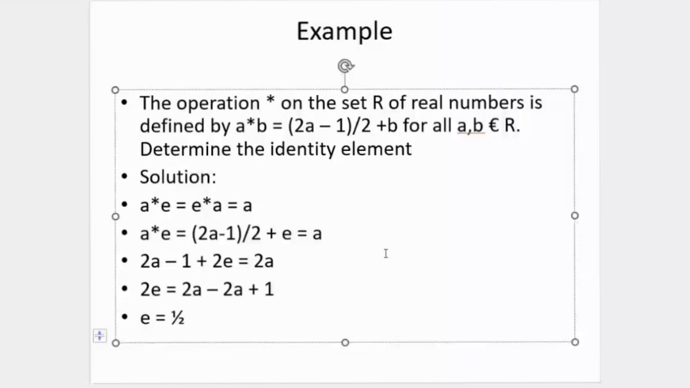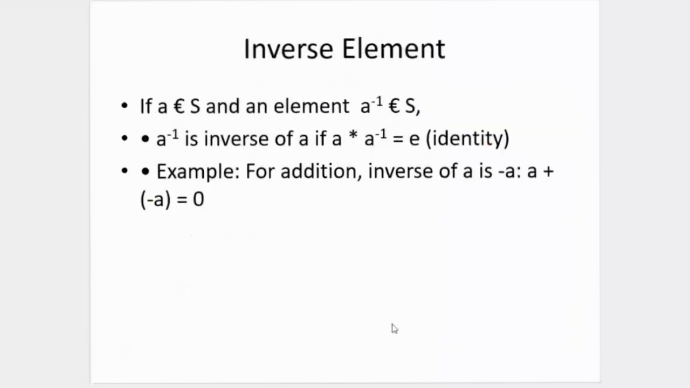So the next thing I would have to consider is the inverse element. It's kind of similar, and of course it takes from the identity. So it says that if A is a member of the set S, and there's an element A inverse, which is the inverse of A, if A asterisk A inverse is equal to the identity element. So this is the condition for the inverse: A asterisk A inverse is going to give us the identity element.